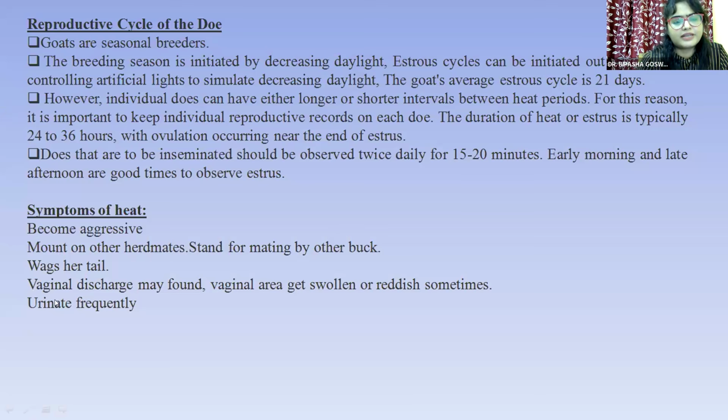I have given very small points, that is, they become aggressive. Actually, in younger goats or younger sheep, the heat symptoms are not as prominent as in older ones. During the heat period, they sometimes become aggressive. They mount other does and stand for mating by the buck. They wag or flick their tail, and sometimes vaginal discharge may be found during estrus, and the vaginal area becomes swollen and reddish in color sometimes, and they urinate frequently.